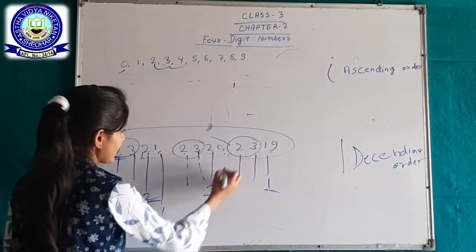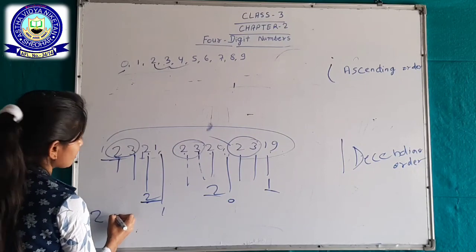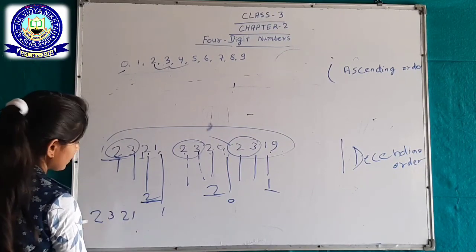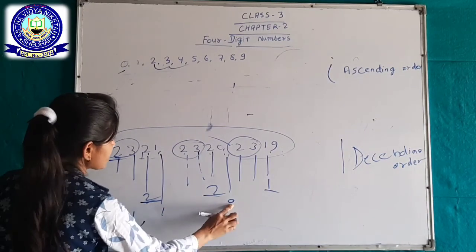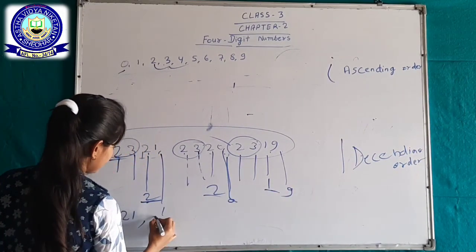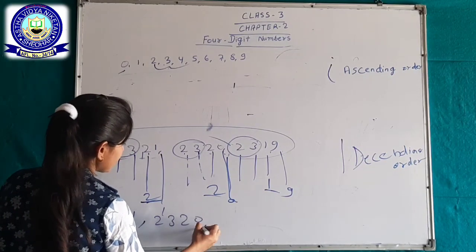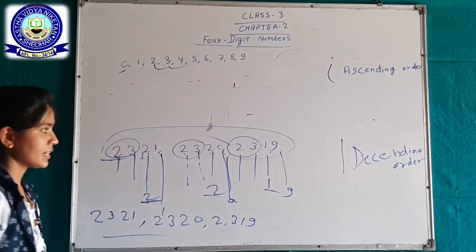Here is 1 and here is 0. So 2321, and then here is 0 and here is 9. 2320 and 2390 is in our descending order.